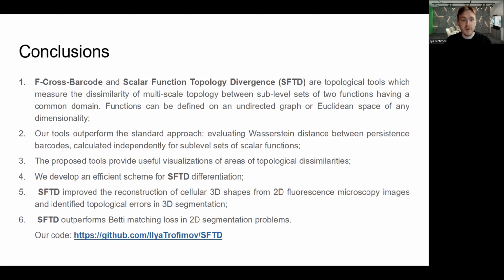We develop an efficient scheme for SFTD differentiation. SFTD improved the reconstruction of cellular 3D shapes for 2D fluorescence microscopy images and identified topological errors in 3D segmentation. SFTD outperforms Betti matching loss in 2D segmentation problems. Our code is publicly available.